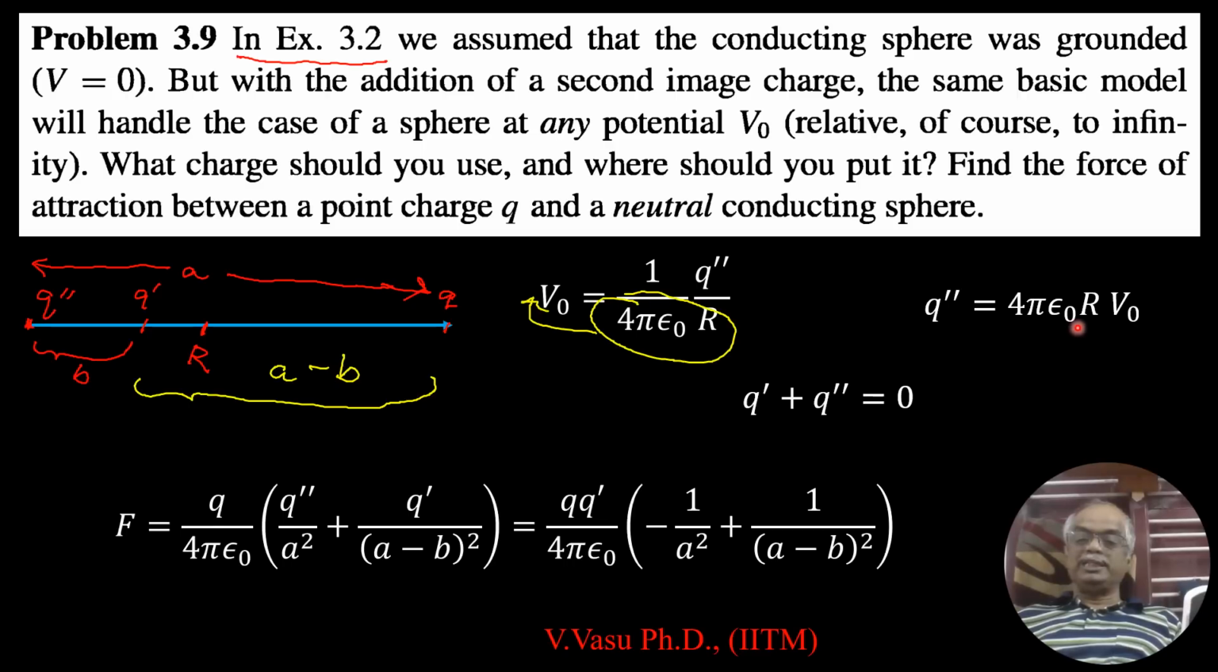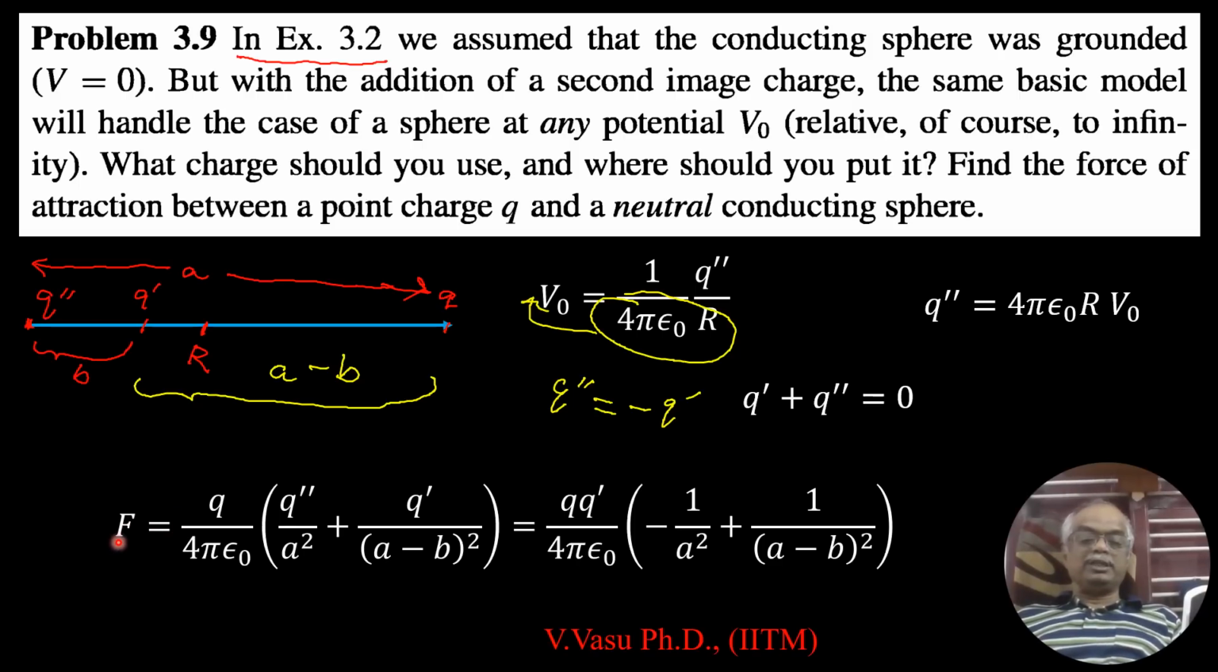And q prime plus q double prime must be neutral. For the neutrality condition, q prime plus q double prime must be equal to 0. That means q double prime is equal to minus q prime. So with that, we will move on further.